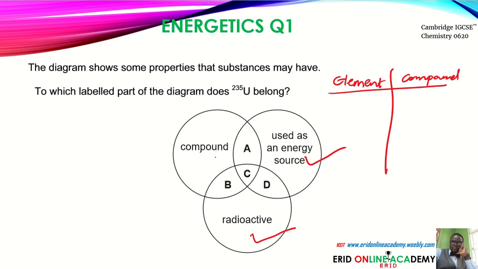So uranium-235 is just an element. It's not a compound, it's an element, and it's radioactive, and it's also used as a source of energy. So the correct answer here is D. D is the correct answer.